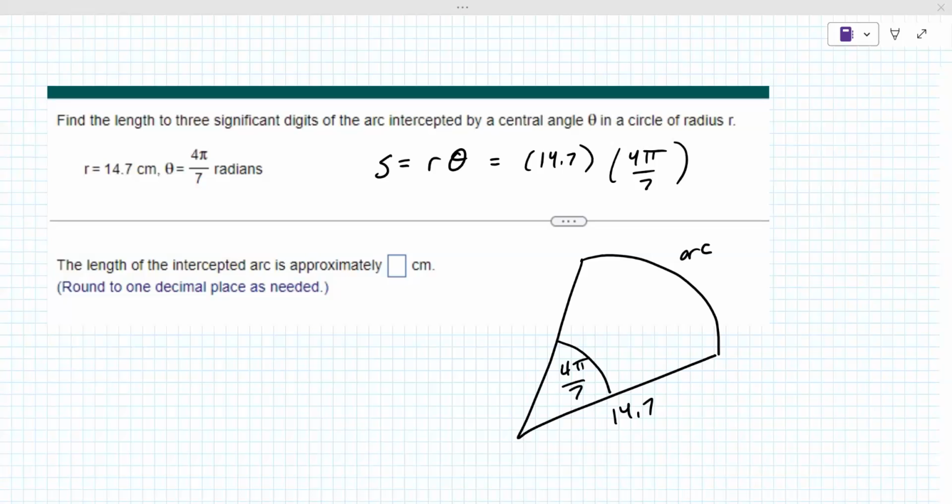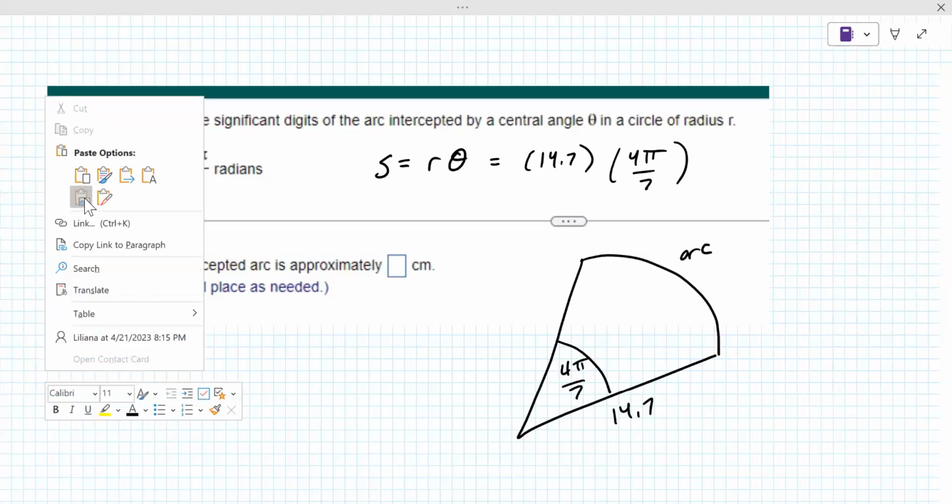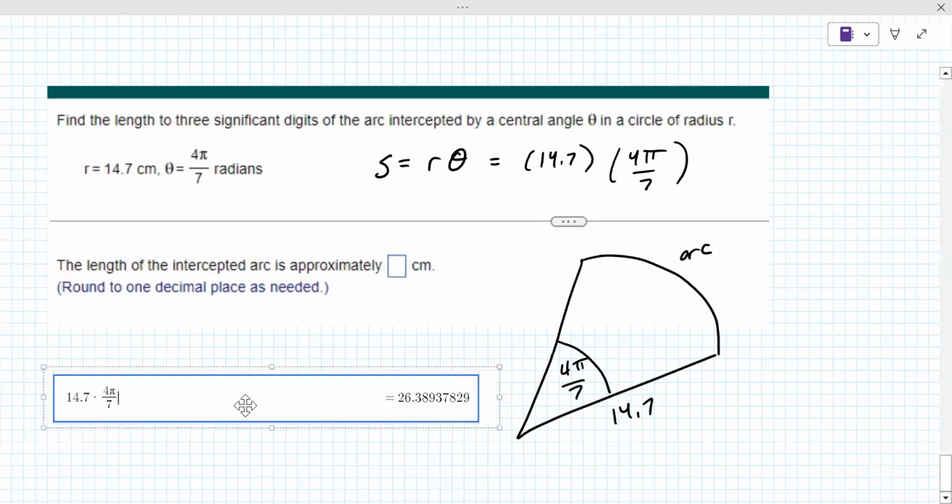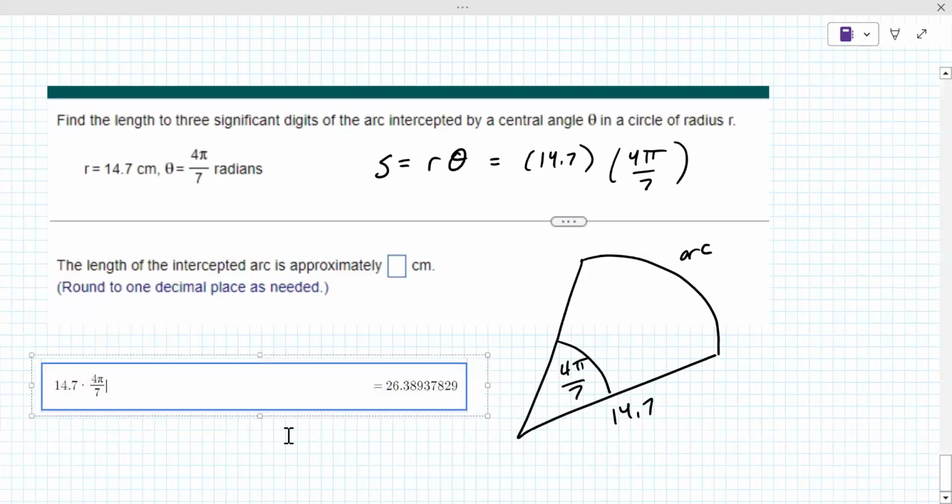All right, where'd the calculator go? Here it is. Again, I like that Desmos Scientific. Might try it if you get some time on your own. Yeah, that's what I'm on right now. Awesome.